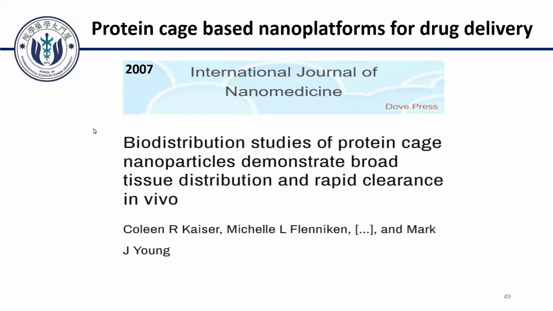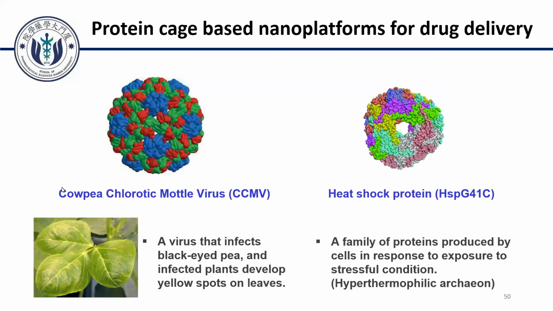Actually, for CCMV and other types of protein cages, there are already papers where researchers studied the biodistribution of the protein cage in 2007, very early. In this work, they studied cowpea chlorotic mottle virus and heat shock protein. As you know, in our body there are many different types of heat shock proteins. That's also one of the reasons they chose heat shock protein as a marker to compare with this CCMV.